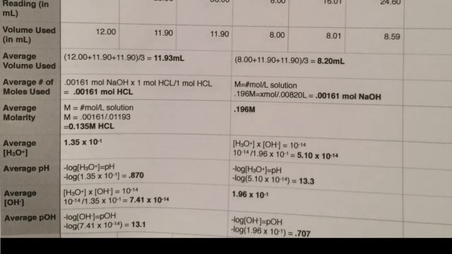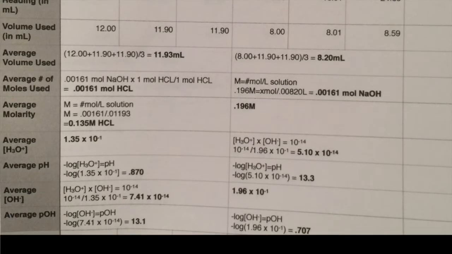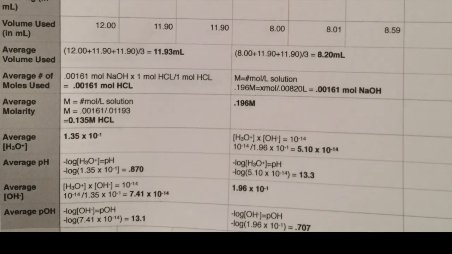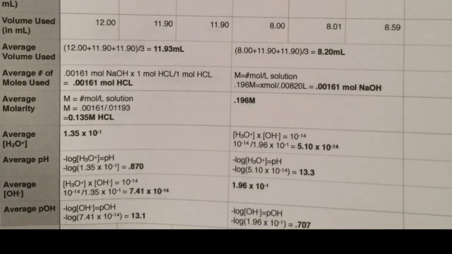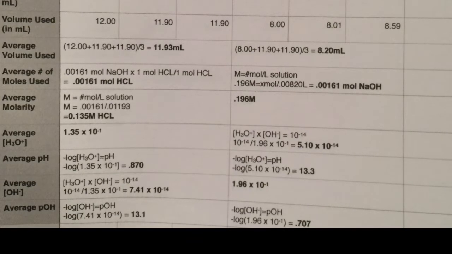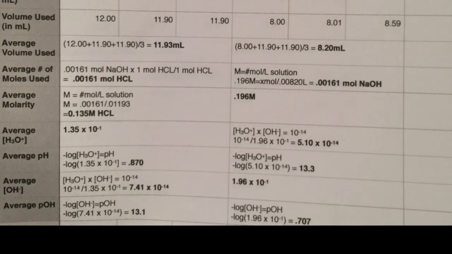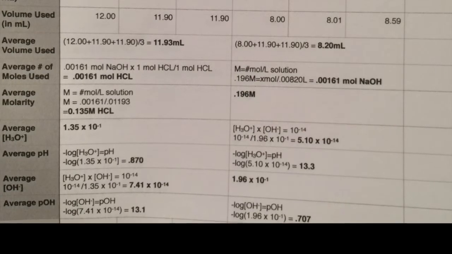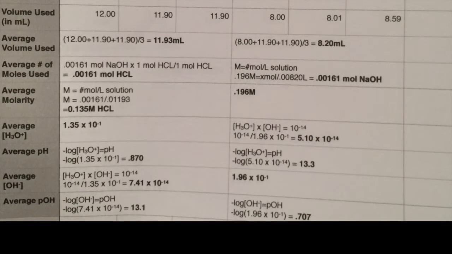A similar process was repeated for solving for the pH and pOH of the base, except the average OH- concentration for the base equaled the molarity of the base, 1.96 times 10 to the negative 1. Using the average OH- concentration found, the pOH was calculated first for the base, using the same equation as used for the pOH of the hydrochloric acid. Negative log of the concentration of OH- ions equals the pOH, or negative log of 1.96 times 10 to the negative 1 equals 0.707.